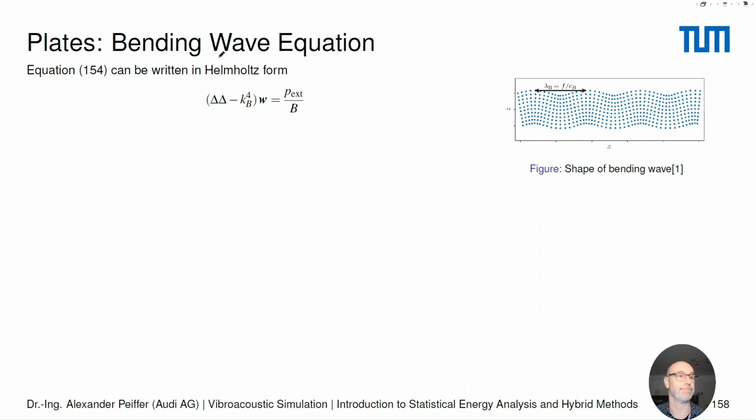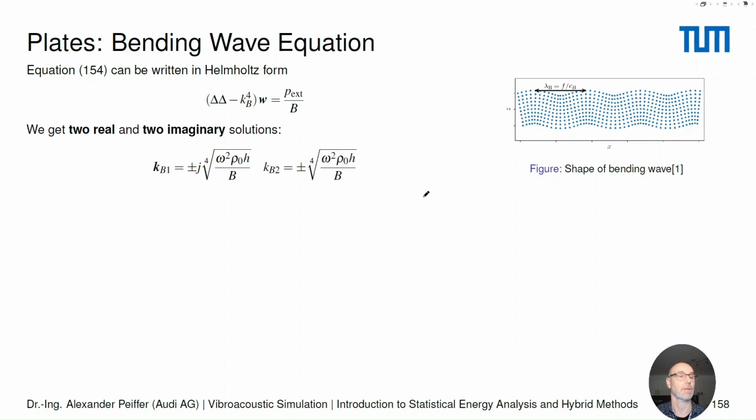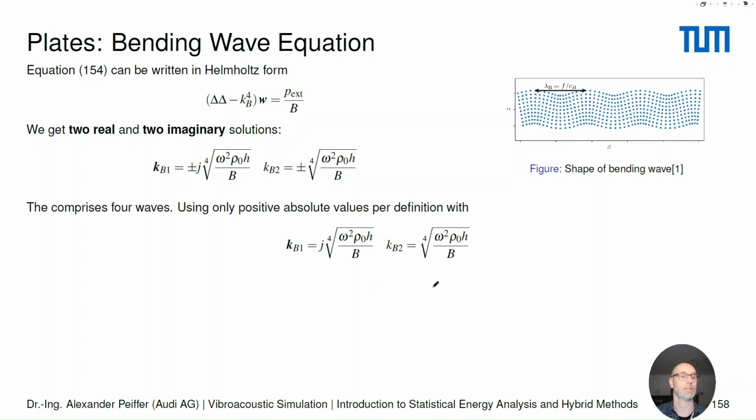Good. How does a bending wave look? We can again write this in Helmholtz form. So using all the typical harmonic approaches and using the exponential function, it would look like this. And if we solve this for the wave number, we get two real and two imaginary solutions. We denote these by wave numbers B1 and B2. We have plus minus, which is clear. And only the real solution would create a propagating wave. A complex wave number means that at the end of the day, it's an evanescent wave, which is very strongly decreasing.